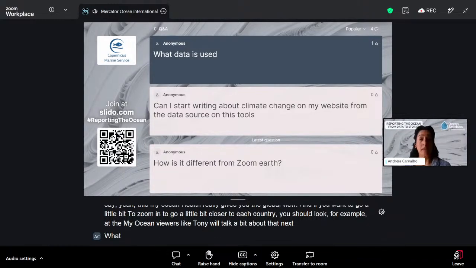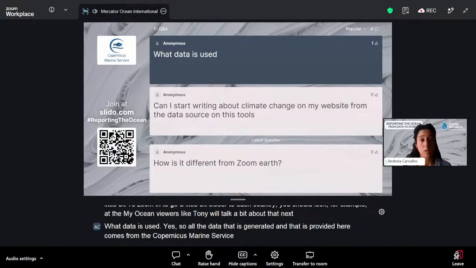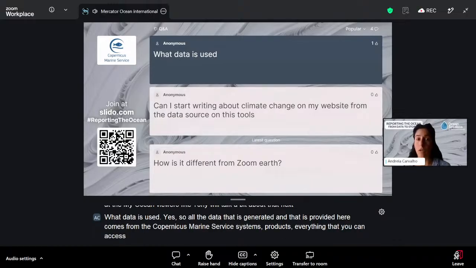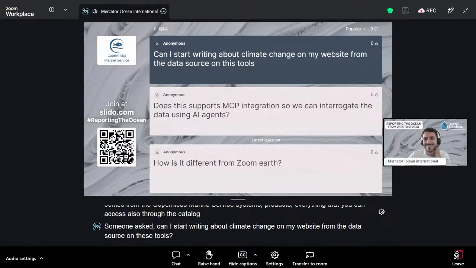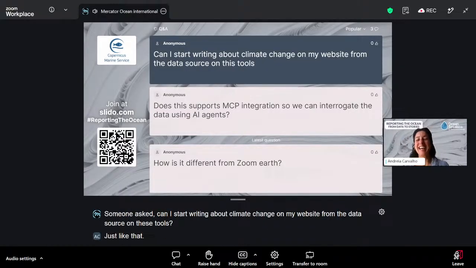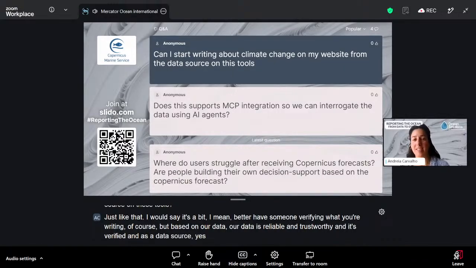What data is used? All the data that is generated and provided here comes from the Copernicus Marine Service systems and products, everything that you can also access through the catalog. Someone asks, can I start writing about climate change on my website from the data source on these tools? Just like that? I would say it's better to have someone verifying what you're writing, of course, but our data is reliable, trustworthy and verified, and as a data source, yes.